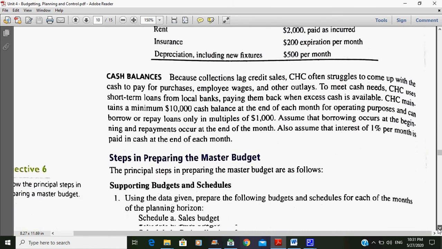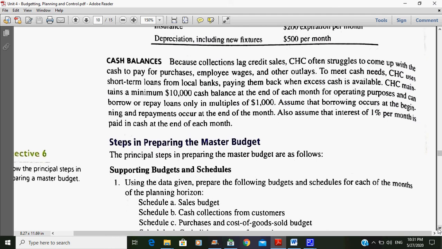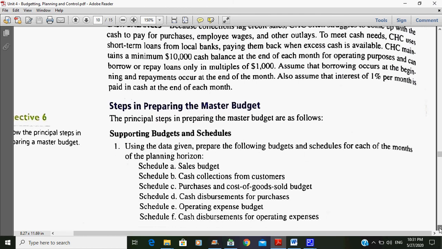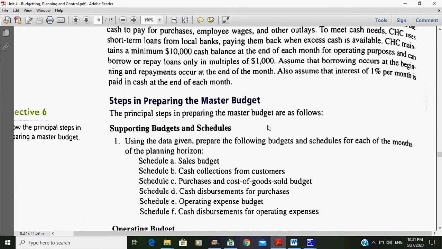Now we look at steps in preparing the master budget. The principal steps in preparing the master budget are as follows. Using the data given above, prepare the following budgets and schedules for each of the months of the planning horizon. You could look at the sales budget first, then cash collections from customers. These are schedules. Look at the schedule for purchases and cost of goods sold budget, schedule for cash disbursements for purchases, schedule for operating expense budget, schedule for cash disbursements for operating expenses.